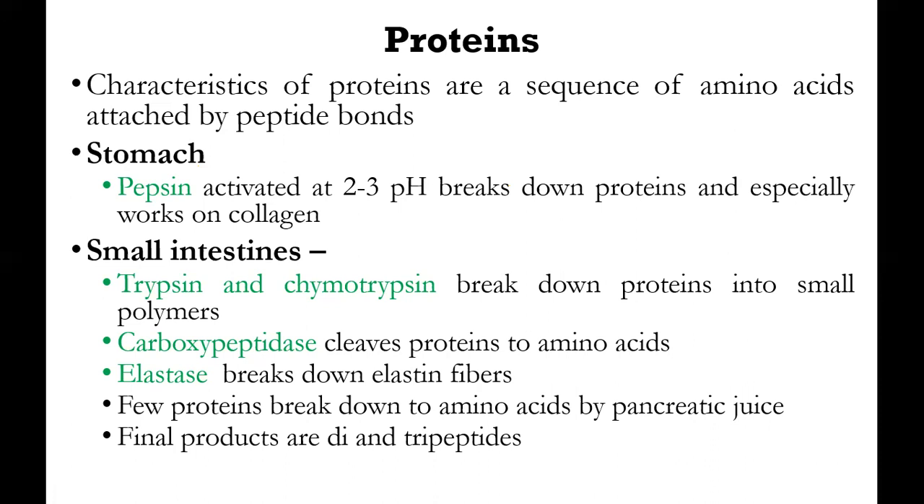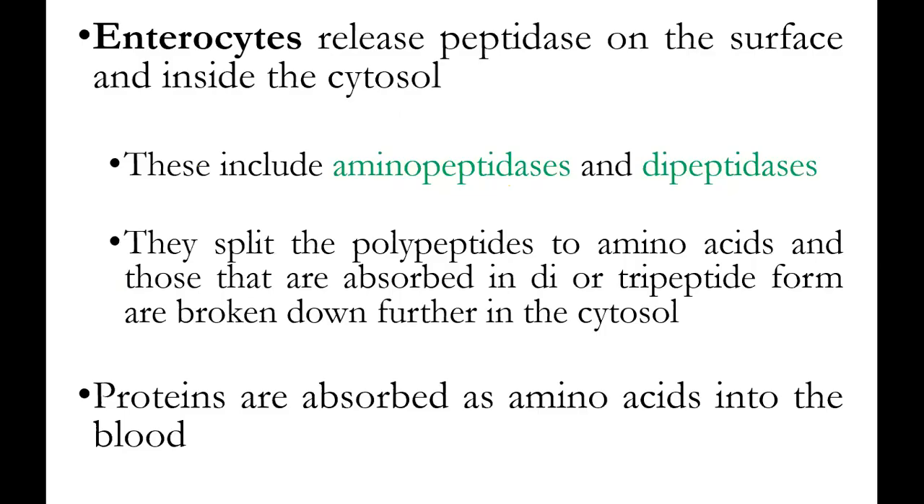So the di- and tripeptides will be worked on by the brush border enzymes to convert them into amino acids. The enterocytes are going to have a lot of brush border enzymes. These will include aminopeptidase and dipeptidase that will finish up the digestion. So they will split the polypeptides into amino acids, and those that are absorbed in di and tri form will be broken down. Within the cytosol, you also have the aminopeptidase and dipeptidase that can continue the digestion of proteins within the cytosol of the enterocytes.